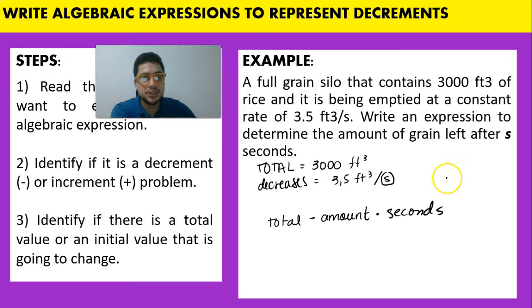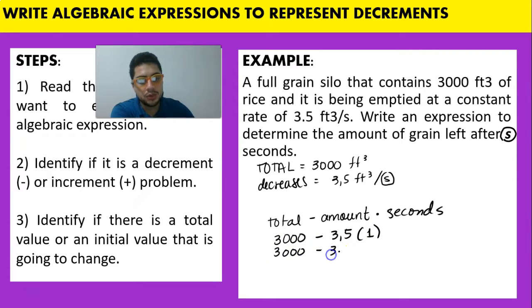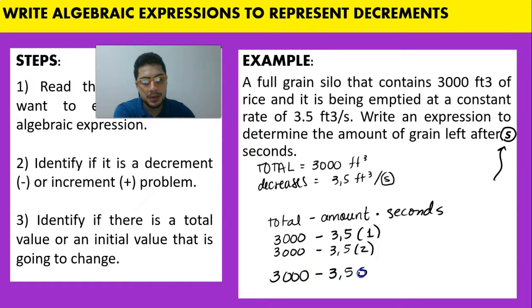Now you have to be paying attention to the question, because the question says, write an expression to determine the amount of grain left after S seconds, right? So after 1 second, you would express it as 3,000 minus 3.5 times 1 second, right? After 2 seconds, it would be 3.5 multiplied by 2. But because we do not know the specific amount of seconds, we're just expressing it in terms of S. We're going to write down 3,000 minus 3.5 multiplied by S. And that is going to be the algebraic expression that we're going to be using in order to express a decrement.